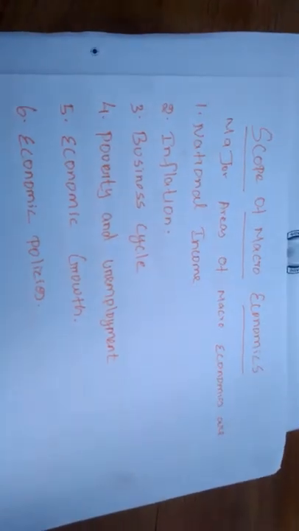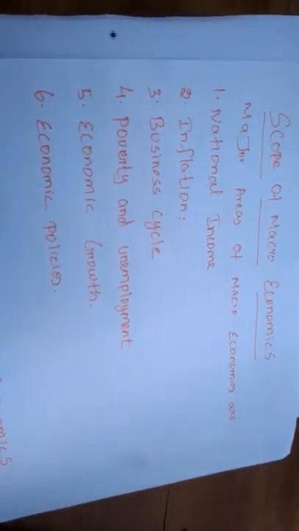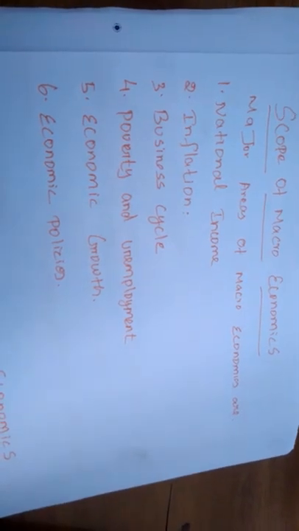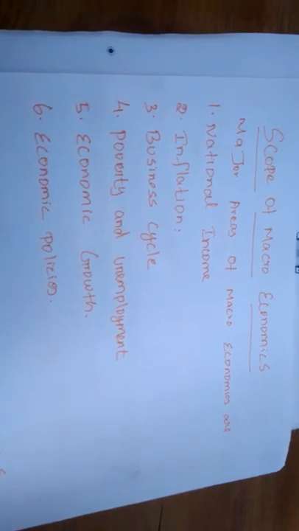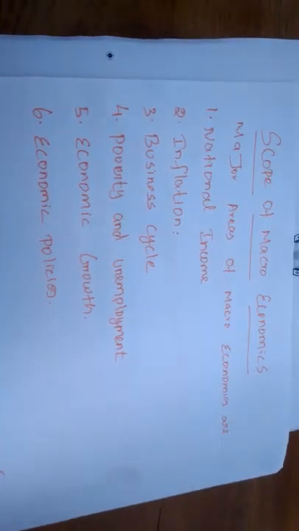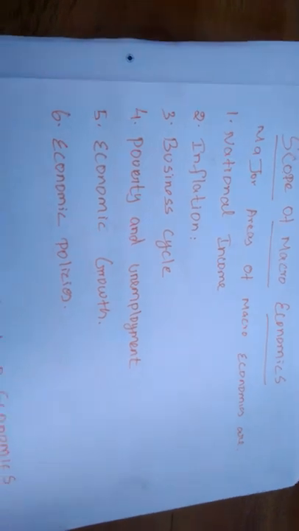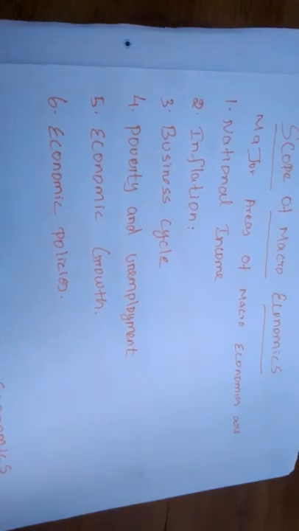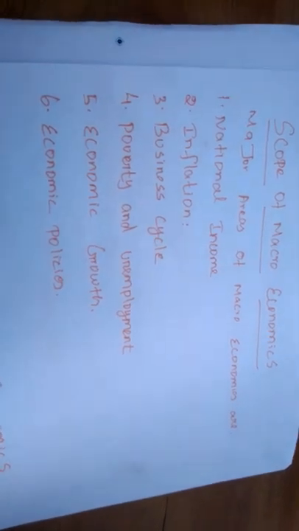Next, scope of macroeconomics. The study of macroeconomics has a wide scope and it covers major areas. The first major area is national income. The measurement of national income and its composition by sectors are the basic aspects of macroeconomic analysis.